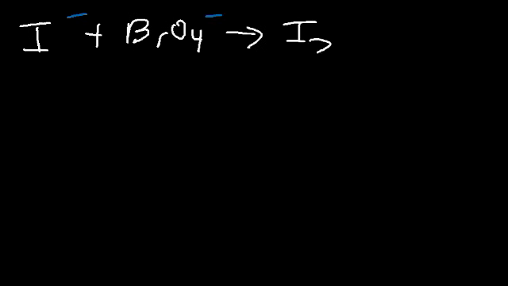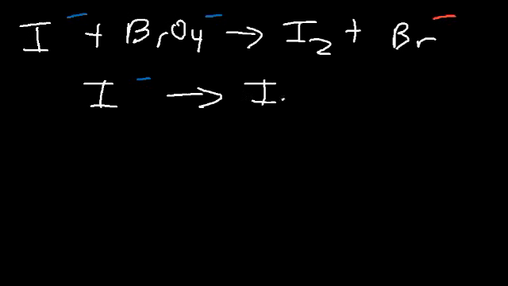Iodide reacts with the perbromate ion under acidic conditions to produce iodine and bromide. So let's start with the iodine ion. Now the first thing we got to do is balance the atoms. We have 2 iodine atoms on the right and 1 on the left, so let's put a 2 on the left side. Now let's balance the charges.